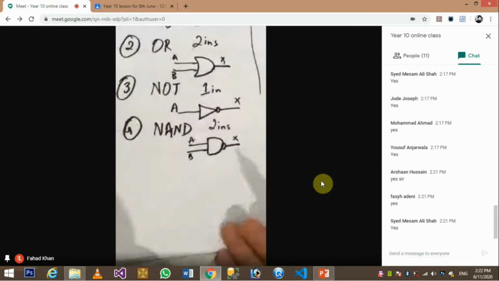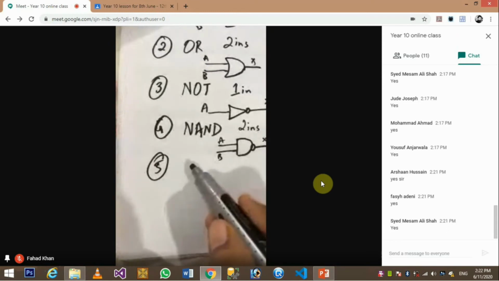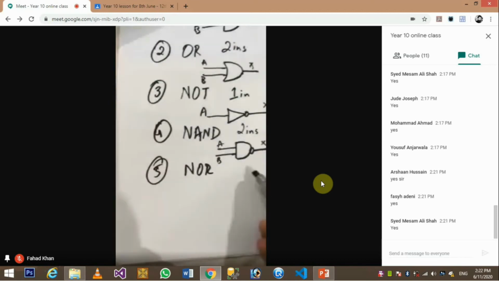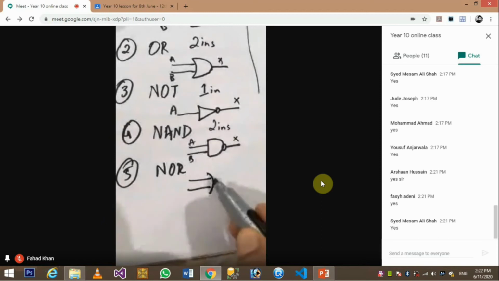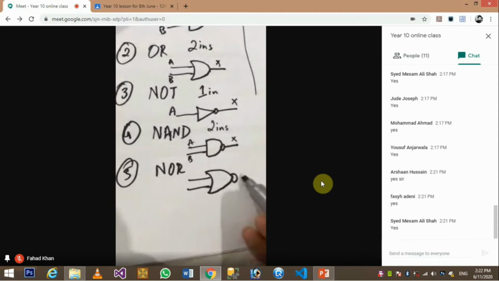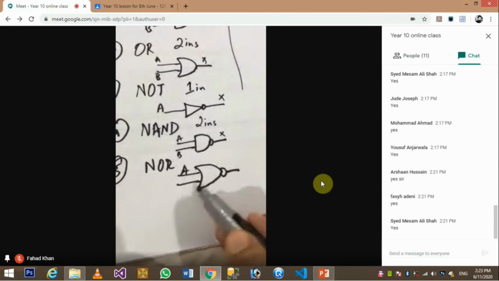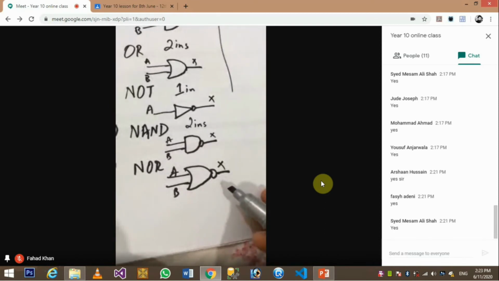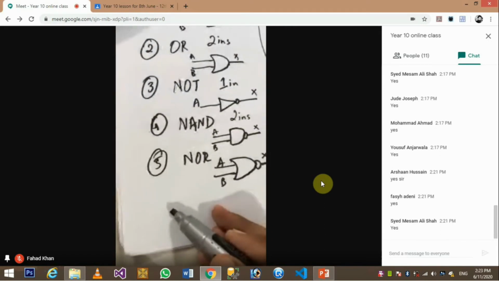Moving on. Similarly, the same thing would happen with OR. That would be NOR. We have one OR gate which is connected to the NOT gate, and that will be NOR. A, B, and there will be X. Alright, moving on. What is left?